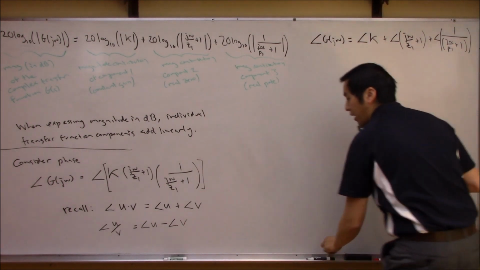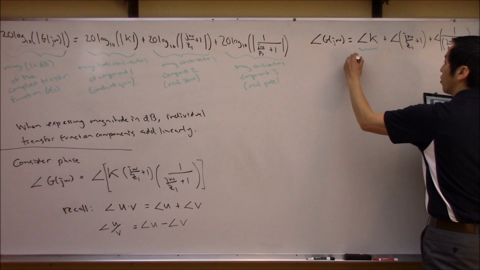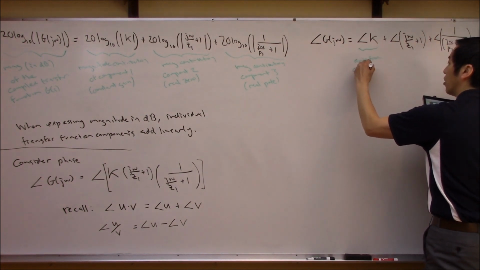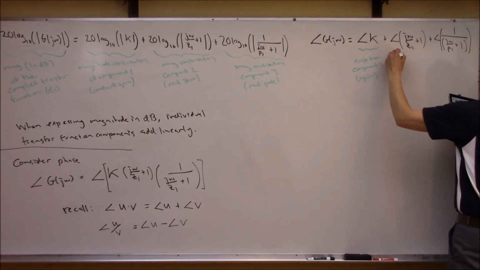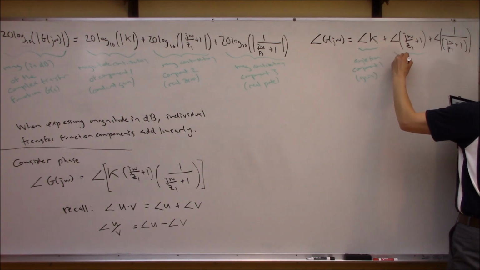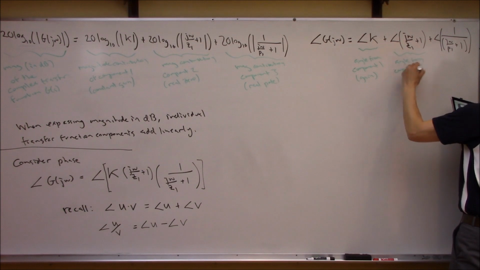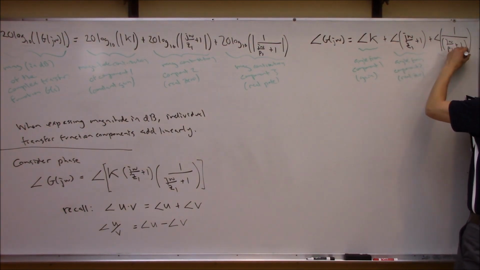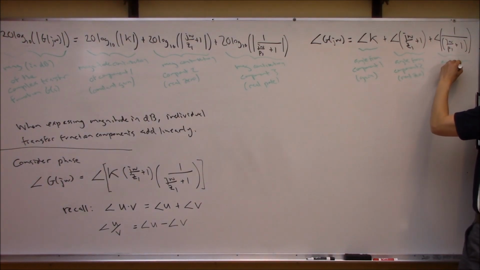Right? So again, if you want to look at this in a similar fashion, this here is the angle from component 1, which was our constant gain. And then this term is the angle or phase from component 2, which was our real zero. And finally, this one right here is the angle from component 3, which was our real pole.